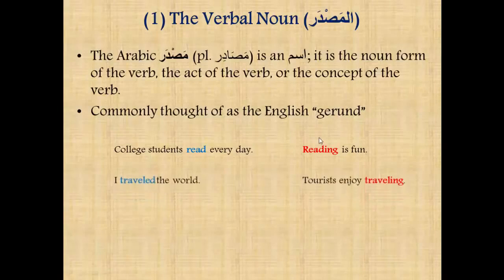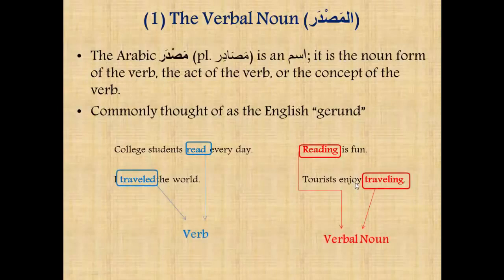Example number 2, I traveled the world versus tourists enjoy traveling. Notice again that the word traveled, highlighted in blue, is a verb. But the word traveling, in the context of this sentence, tourists enjoy traveling, is a noun. It's actually the direct object of the verb enjoy. So read and traveled are verbs. Reading and traveling are verbal nouns. And just like we make this distinction between verbs and verbal nouns in English, we also have that distinction in Arabic between the fi'l and the masdar.